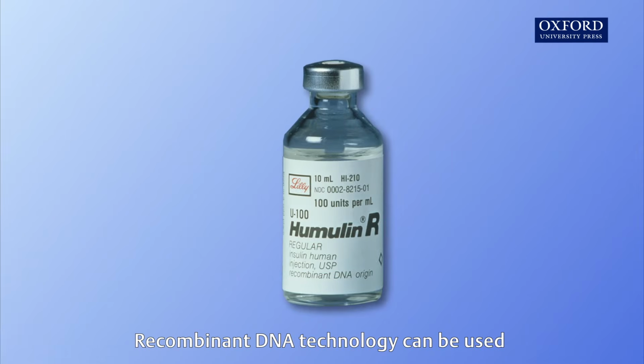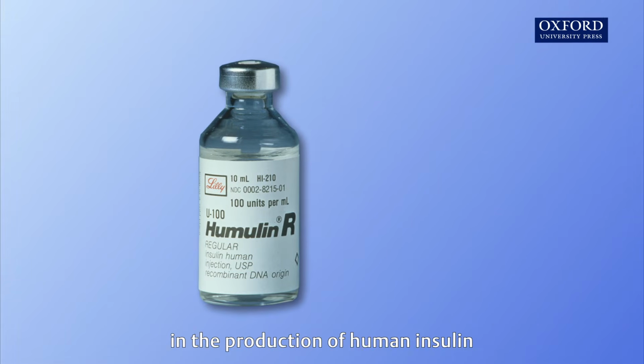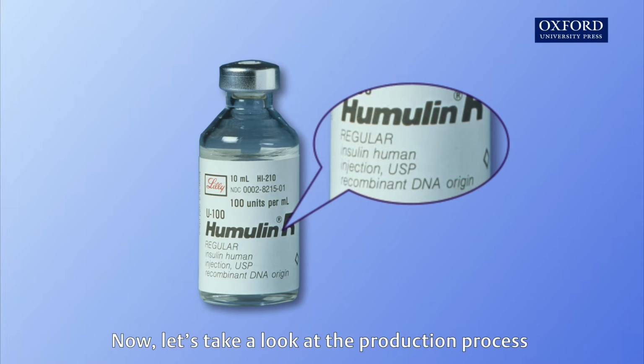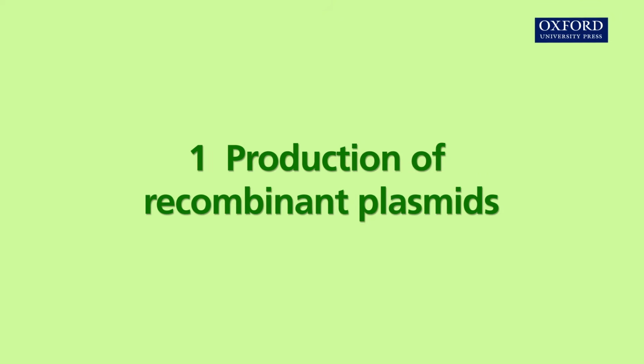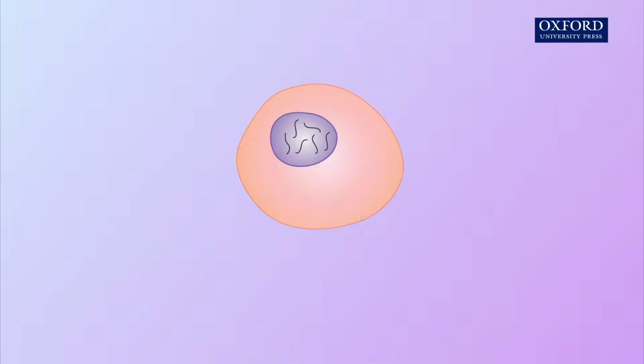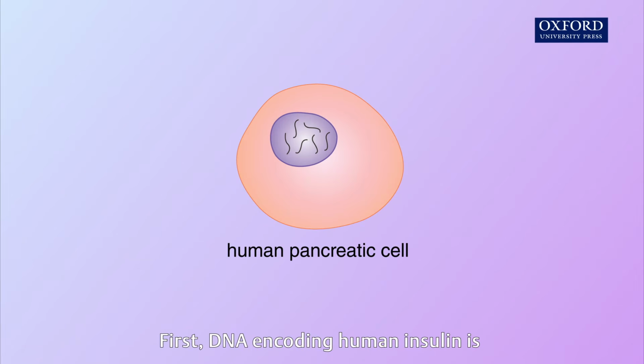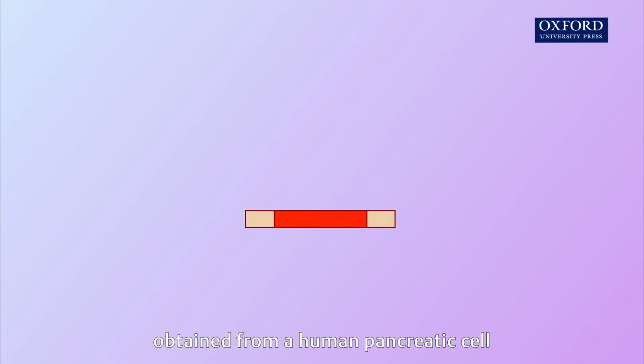Recombinant DNA technology can be used in the production of human insulin. Now, let's take a look at the production process. First, DNA encoding human insulin is obtained from a human pancreatic cell.